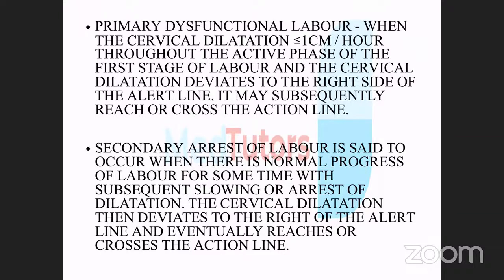You can have secondary arrest of labor when there is normal progress of labor for some time with subsequent slowing or arrest of dilatation. The cervical dilatation then deviates to the right of the alert line and eventually reaches or crosses the action line. So the labor can be dysfunctional right from the beginning, which is primary, or secondary arrest, when initially it was progressing 1 centimeter per hour, then it stops. Next slide.